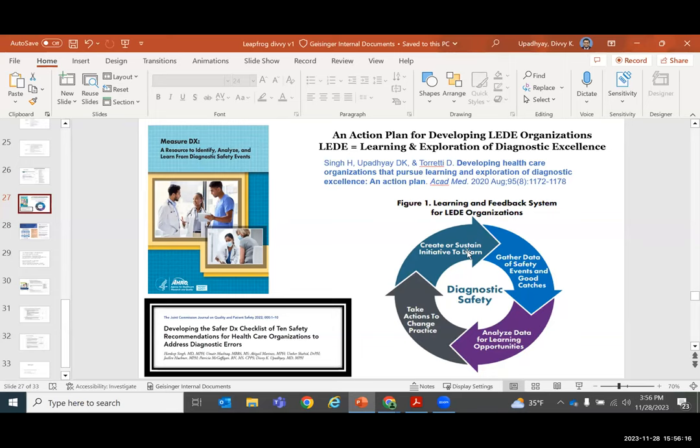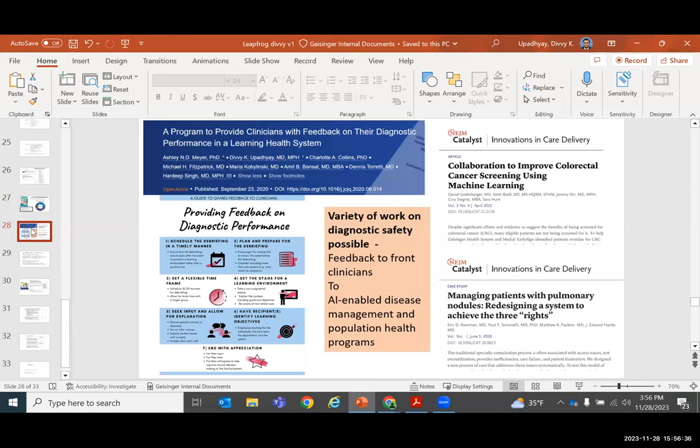A lot of our work was validated when AHRQ, a government organization, developed the Measure DX resource. This is a lovely resource. Literally, I can tell you, we've lived every page of this resource, and it came out about 2020 or 2021. There's no dearth of examples or efforts that you can branch out into, from providing feedback on diagnostic performance to clinicians, to engaging with outside organizations in developing AI programs that can be involved in earlier diagnosis in population health. The reason I put this example out there is to distinguish between diagnostic errors and this whole concept of diagnostic excellence and improving diagnosis.